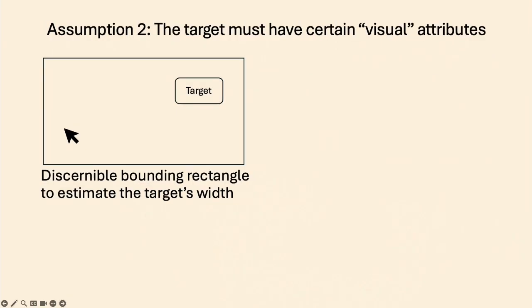The second assumption, cursor must have certain visual attributes. Remember the width. How do we know the width of this target? The width is created by the bounding rectangles. What if the bounding rectangle is not discernible like this is? Can I apply Fitts law? No, it's gone. I don't know where to go. Where's the target?